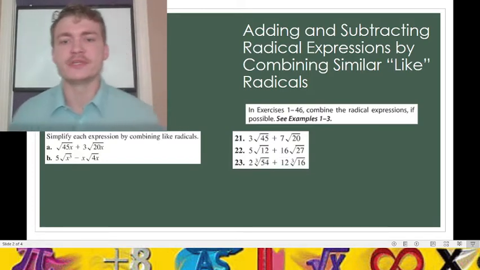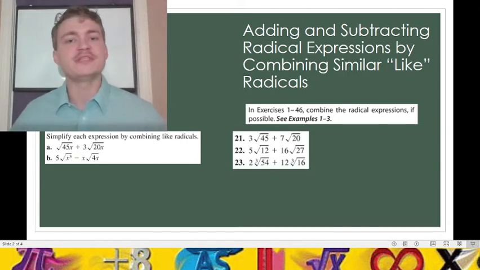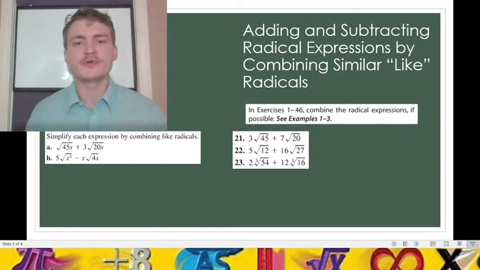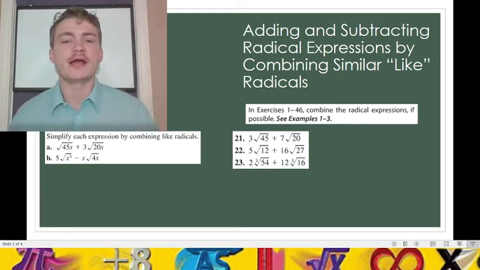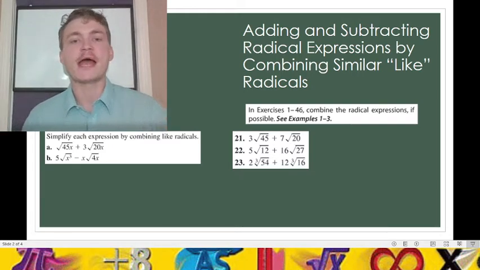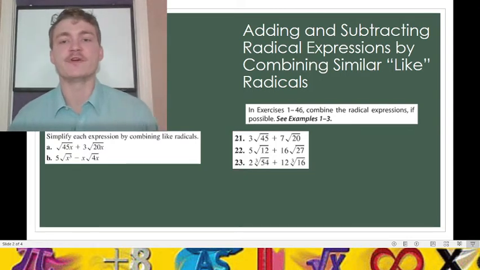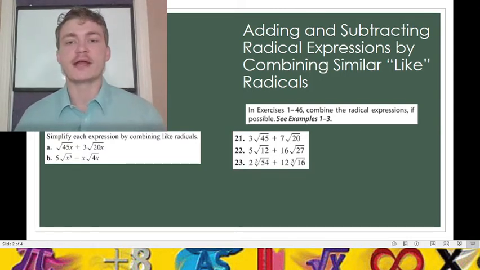Looking at two numbers that are very familiar to us under the square root radical. For exercises 21, 22, and 23, combine the radical expressions if possible. For number 21, we see that these are unlike radicals. The radicands are not the same. We have 45 and we have 20. However, we need to check to see if we can further simplify these radical expressions.